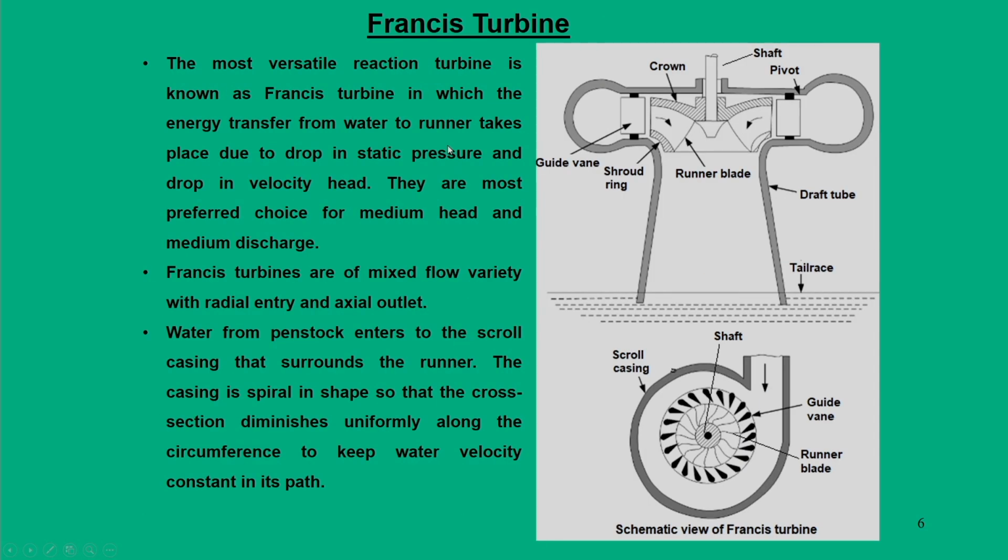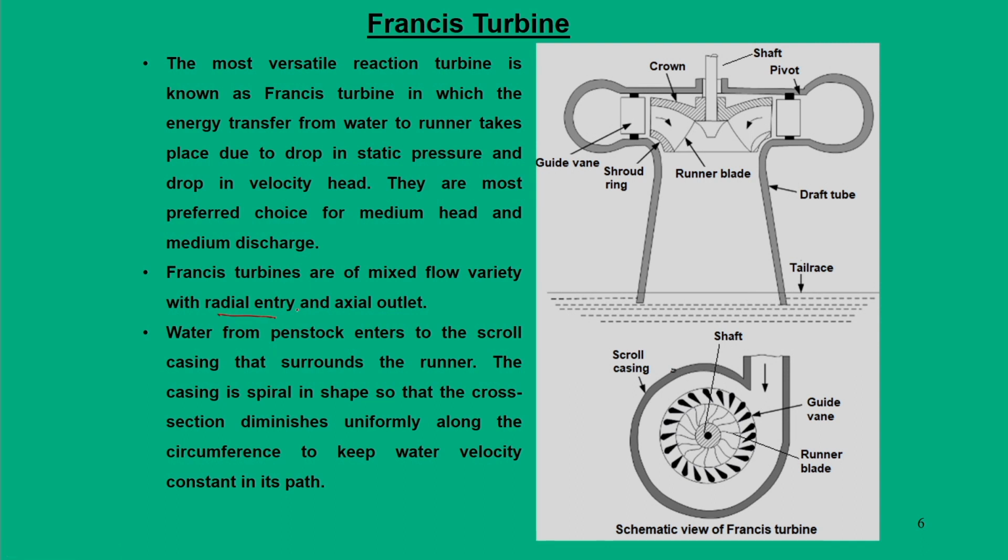Now, the most versatile turbine under the reaction turbines we call the Francis turbine. Here, the energy transfer from water to runner takes place due to the static pressure drop as well as the velocity head, and they are mostly preferred for medium head and medium discharge. And since it is not a pure reaction turbine, it is categorically told as a mixed flow variety of radial entry and axial outlet.